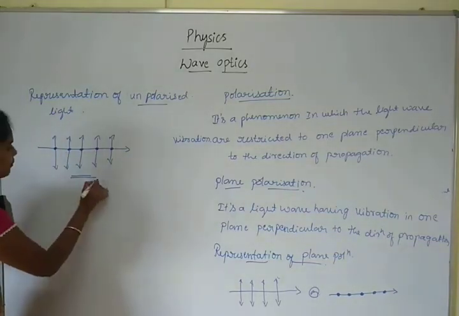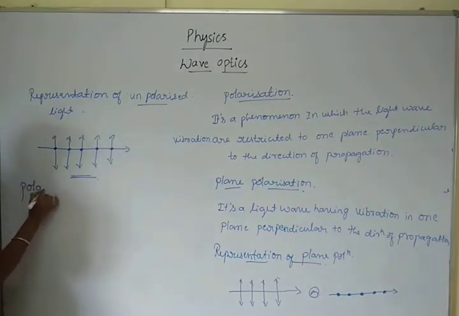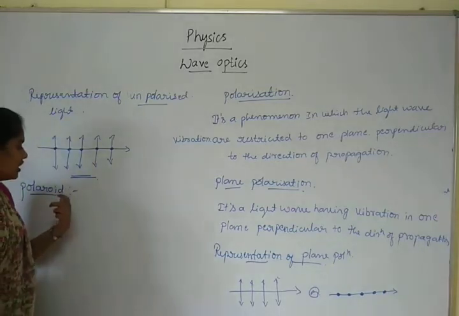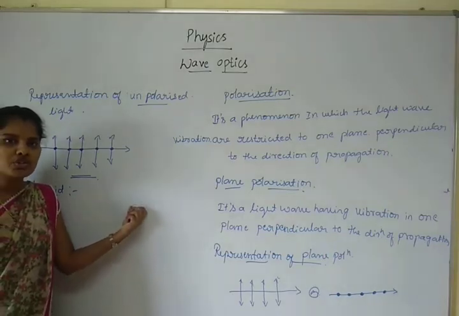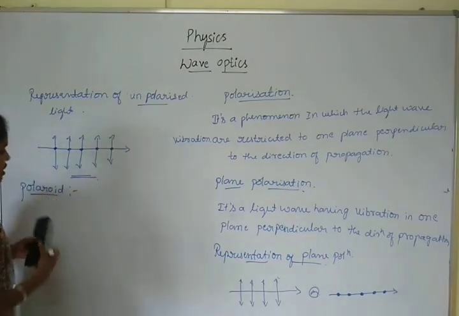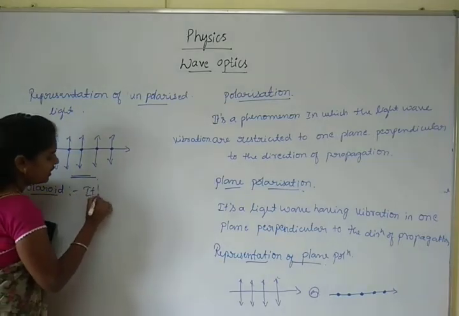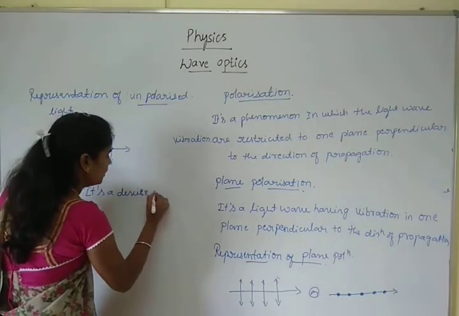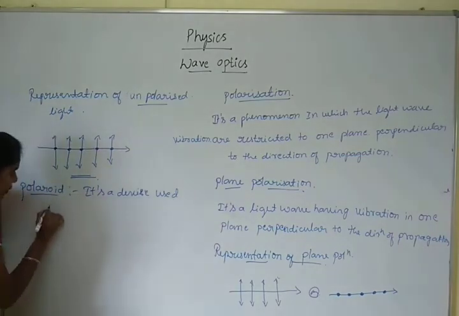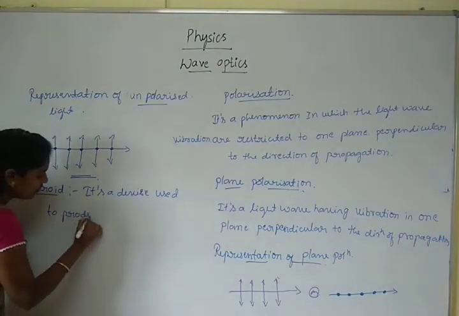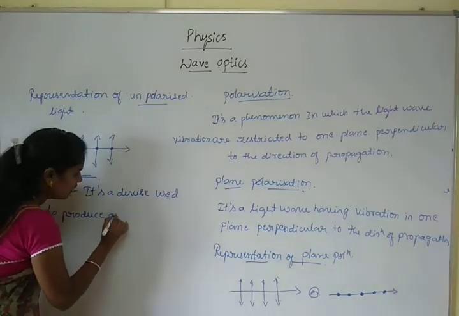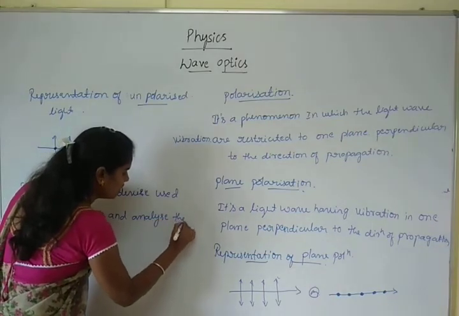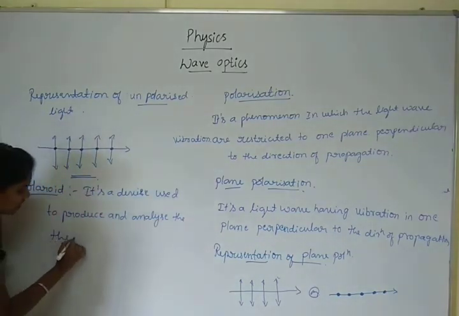The next topic is polarizer. It is important for 1 mark. It is an optical instrument, a device used to produce and analyze plane polarized light. This is called a polarizer.